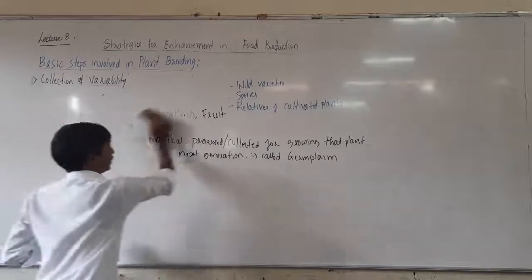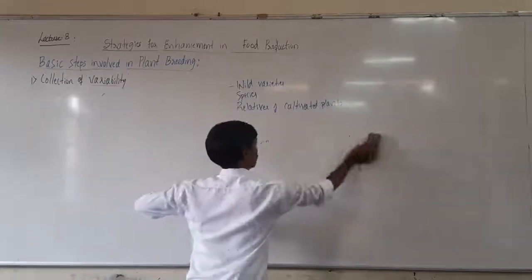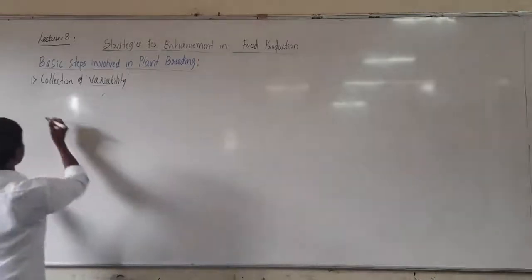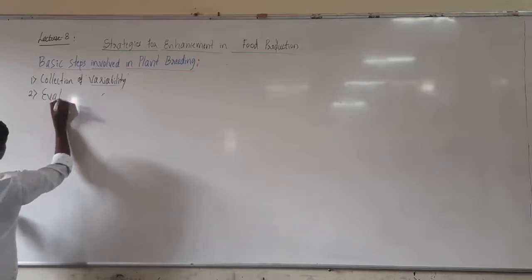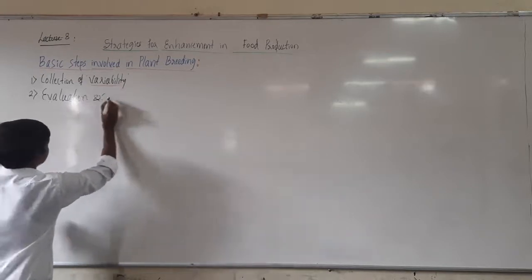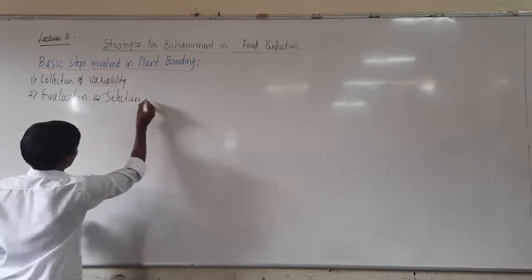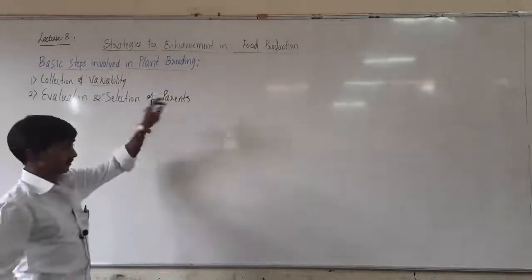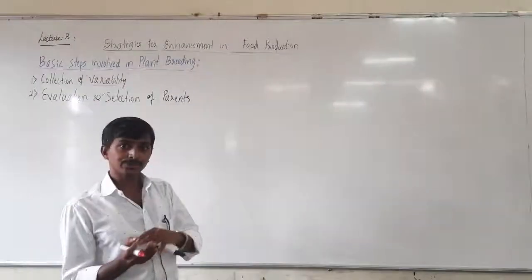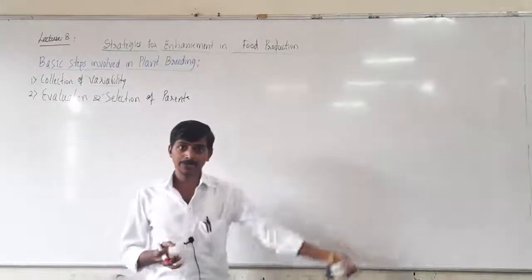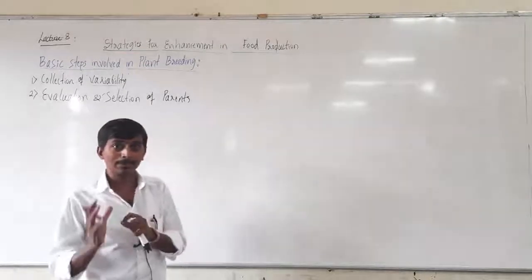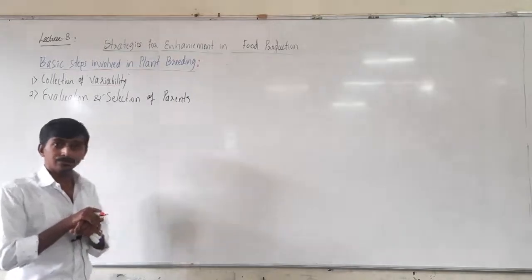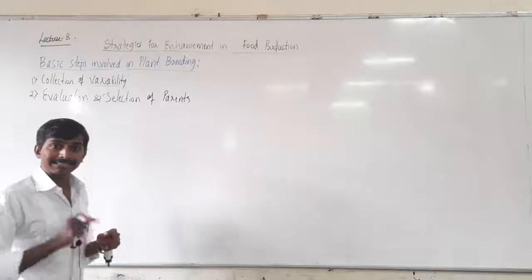After collection, when you visit different places and collect different varieties of the plant, what will be done after bringing all of them? Then the second step will be evaluation and selection of parents. I use the word parents here. Parents means the ones which give rise to the next offspring. One plant produces many plants, one animal produces many animals. So the first animal is called the parent, the first plant the parent plant. For the process of pollination, fertilization and seed formation, we are selecting the parents.